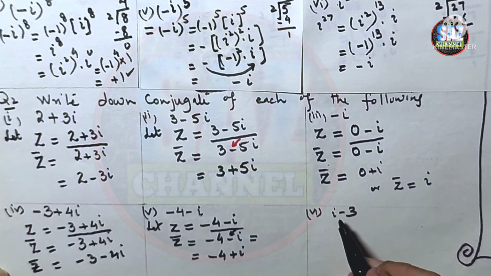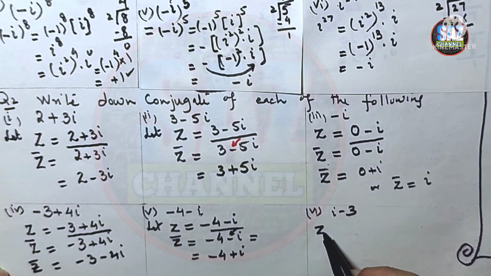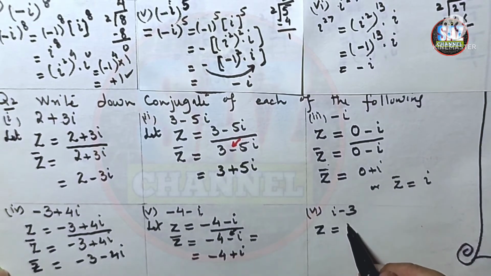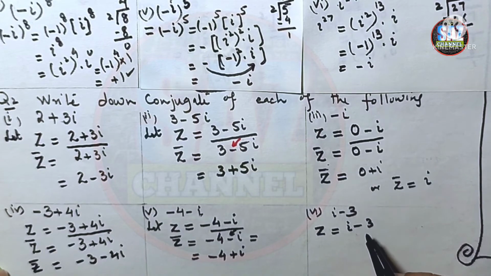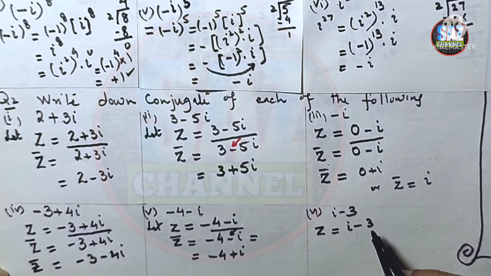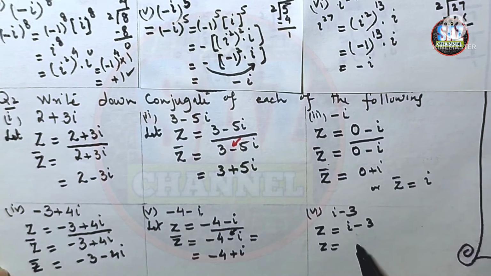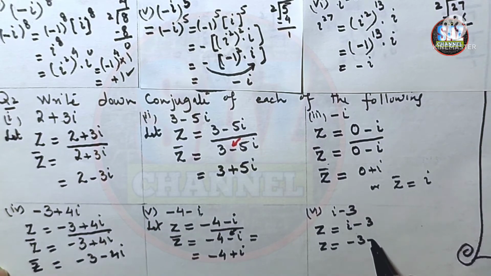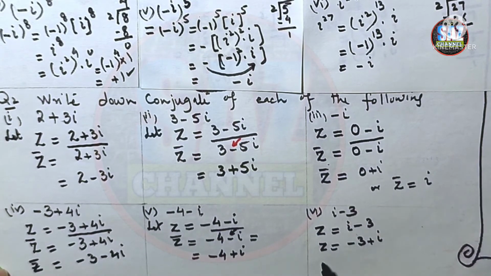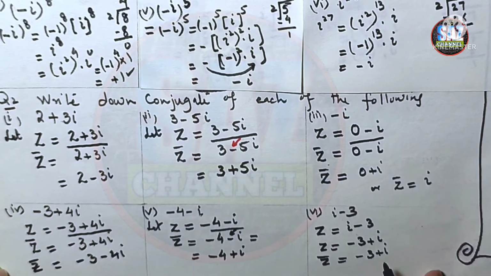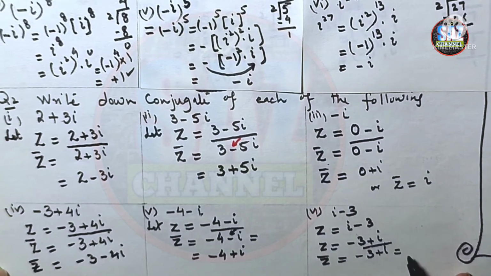And moving to the next part, that is z equals to iota minus 3. First, write it in standard form, so rearrange this, because the real part has to come in the beginning and then the imaginary part. Then apply the conjugate: minus 3 plus iota, and I have to put the bar here, this gives minus 3 minus iota.